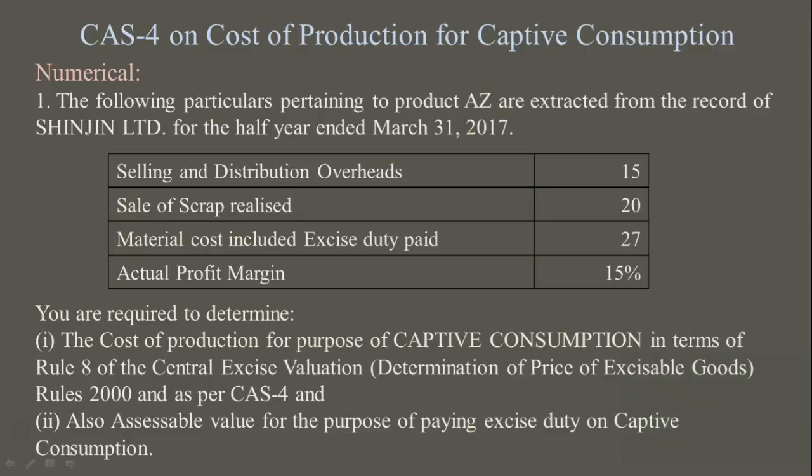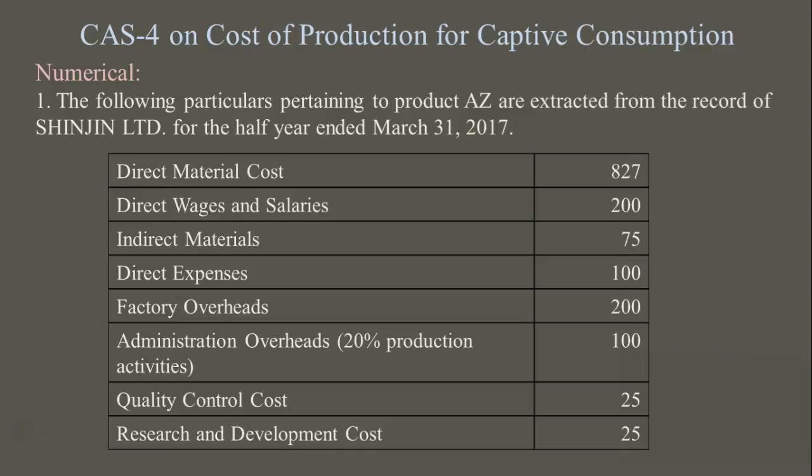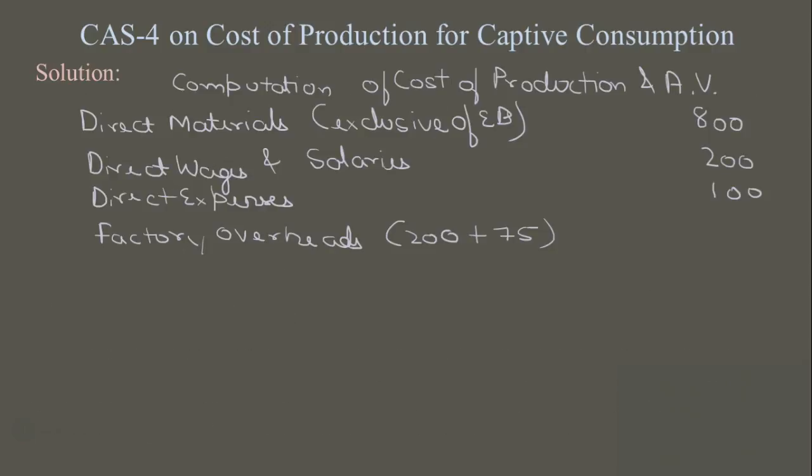Okay, let me show you. It is 200. Okay, and administration overheads include 20%. So this is the administration overhead, not the factory overheads. We have indirect material. So indirect material is part of factory overheads. Okay, guys, is it clear now? So factory overheads are 275.